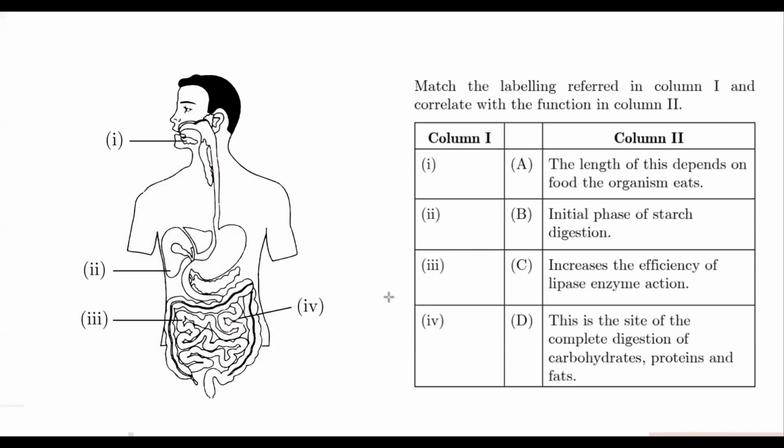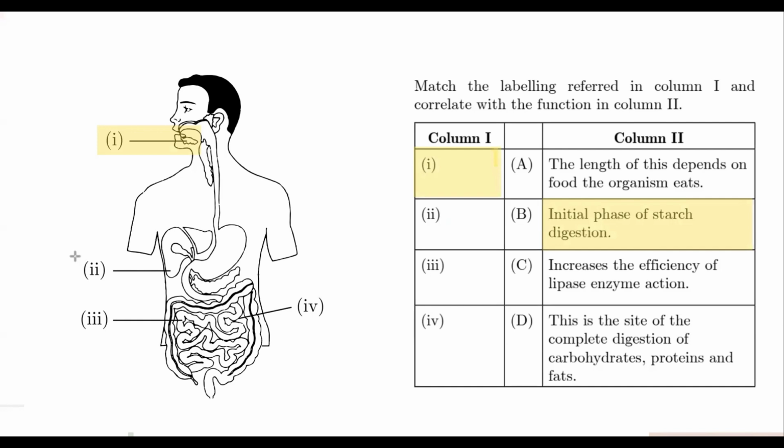The question here is, we are given the human digestive system, that is a diagram for the alimentary canal, and we have to match the following. The first one, which I can see over here, is the buccal cavity, and the buccal cavity has salivary glands that release saliva, and what does saliva do? It breaks down starch into sugar. So we'll say that one is the initial phase of digestion.